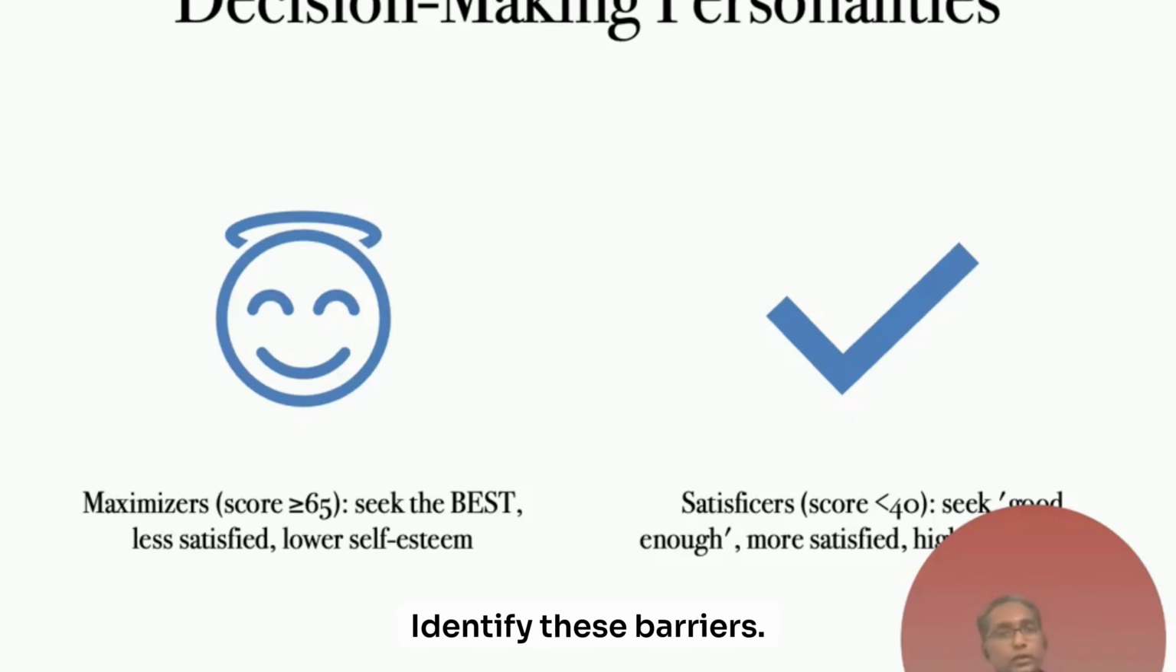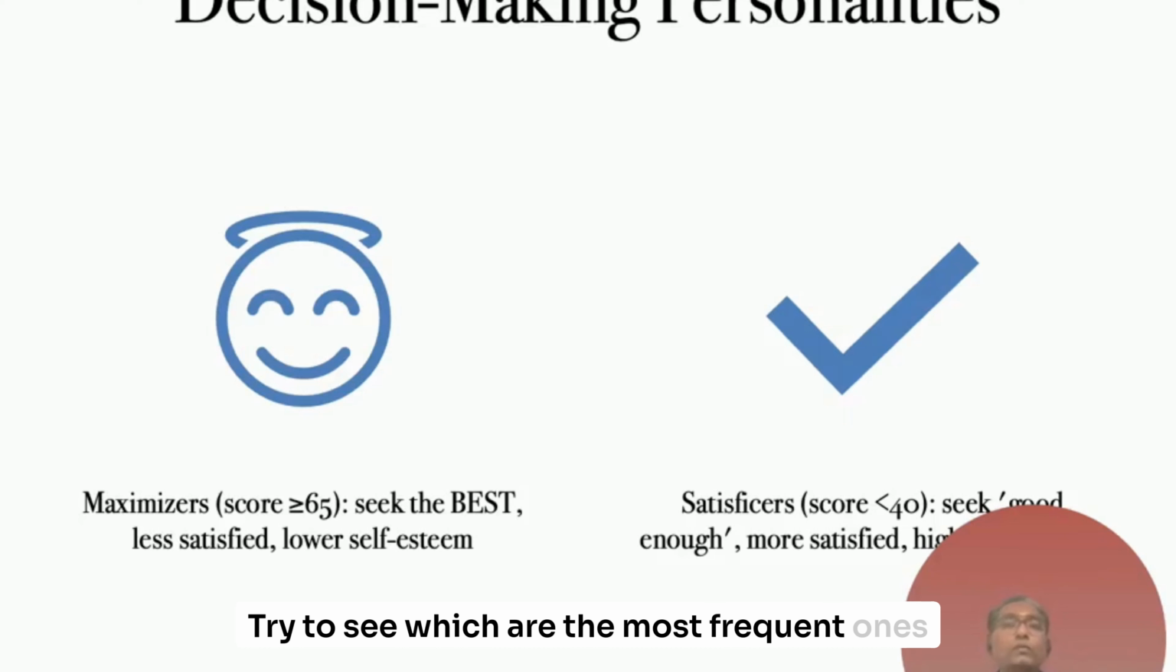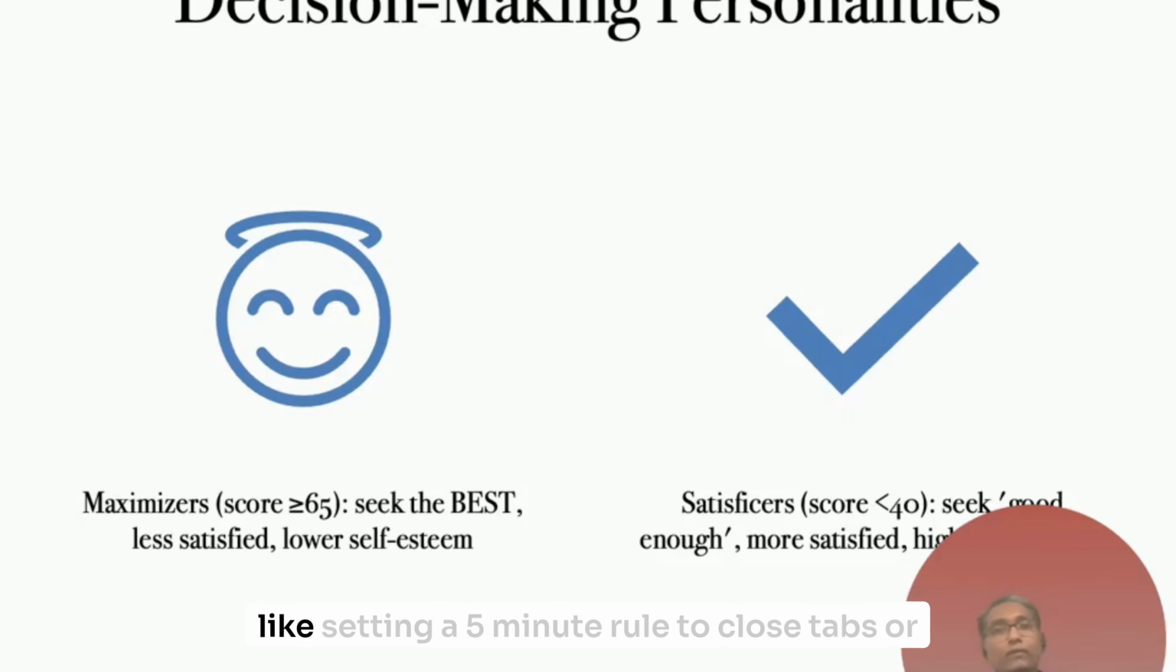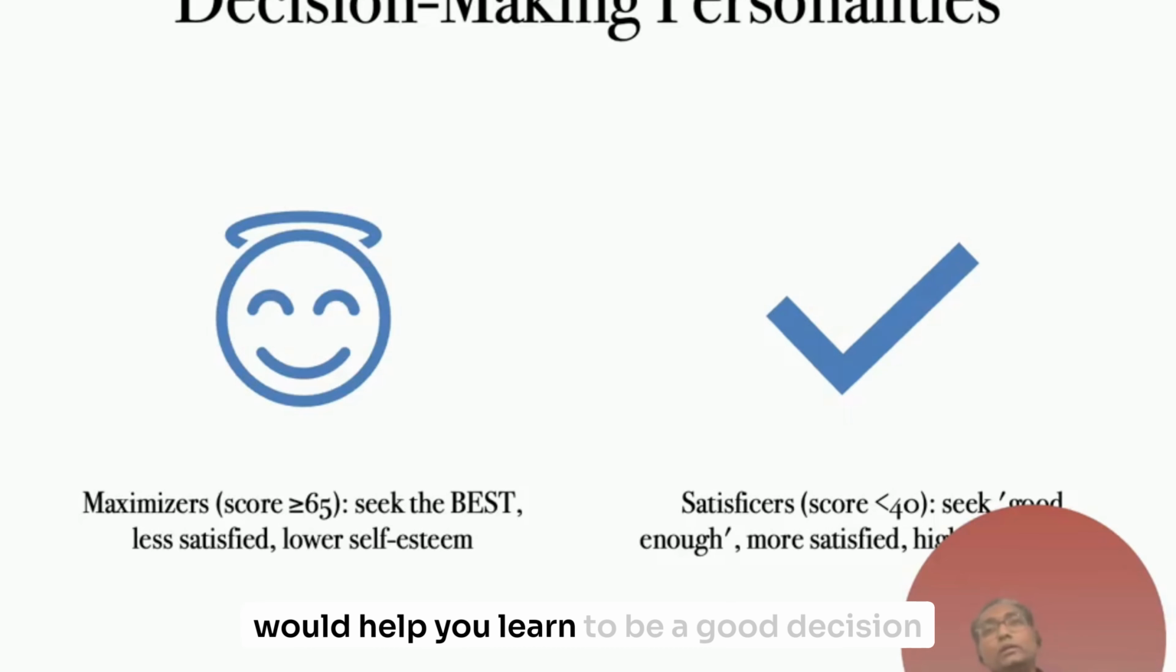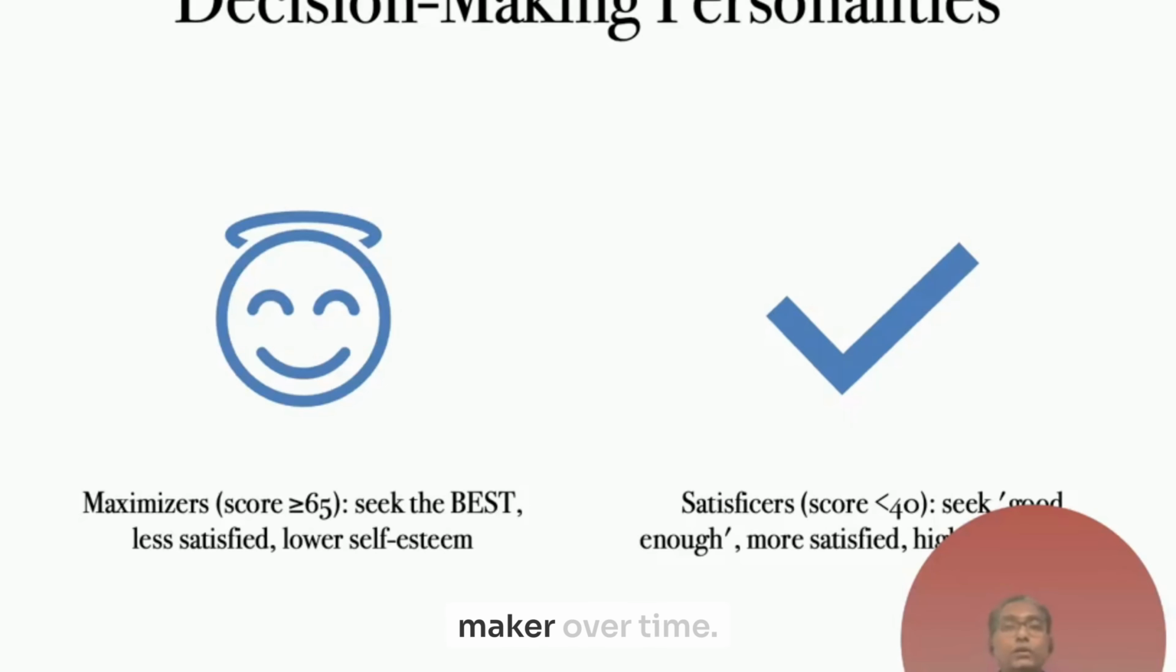Identify these barriers. Try to see which are the most frequent ones you encounter, like setting a 5-minute rule to close tabs or scheduling decision checkpoints. All this would help you learn to be a good decision maker over time.